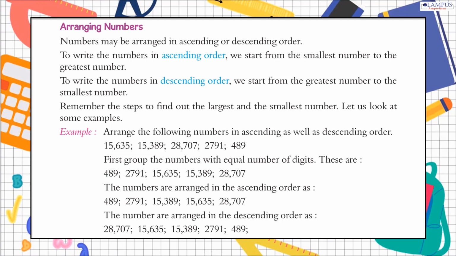15,635, 15,389, 28,707, 2,791, 489. First group the numbers with equal number of digits.